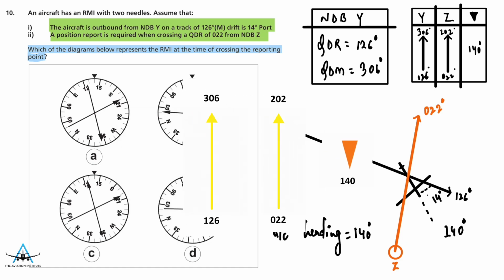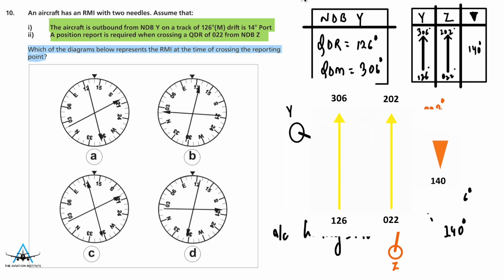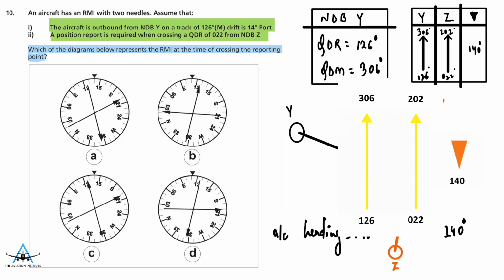So let's see which is the correct option for our case. Option Alpha indicates the magnetic heading of 140 degrees which we have, so this can be our option. Option Bravo indicates a magnetic heading of 110 degrees, which cannot be our option, so let's cross this out. Option Charlie again indicates a magnetic heading of 140 degrees, so that remains in play. And option Delta again indicates a magnetic heading of somewhat 110 degrees, so this is also not going to be our option.